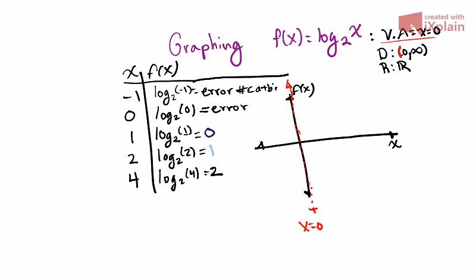At x equals 1, and then at x equals 2, and then 3, and then 4. Essentially, when x equals 1, I get 0. So I'm going to get this point right here at (1, 0). When x equals 2, I get 1. So let's make this 1, and let's make this 2. So when x equals 2, I get 1. When x equals 4, I'm going to get 2.